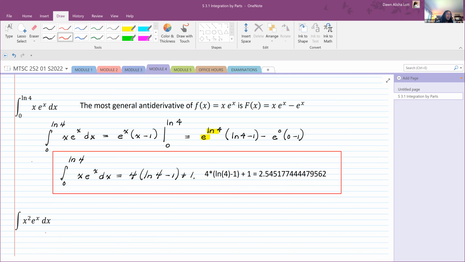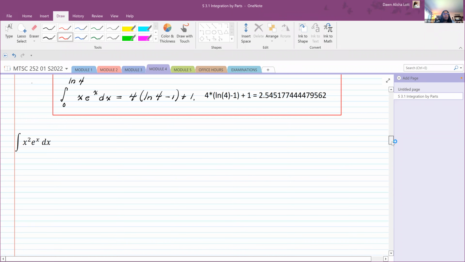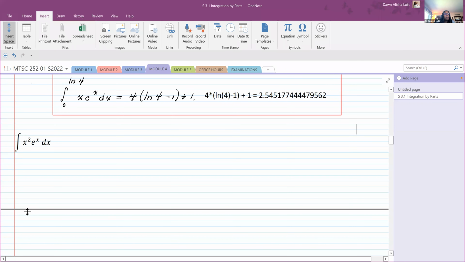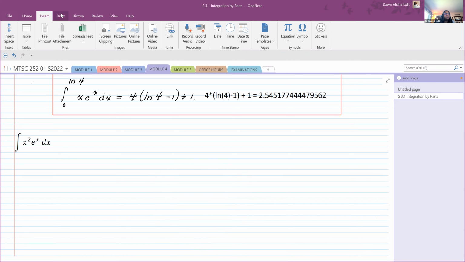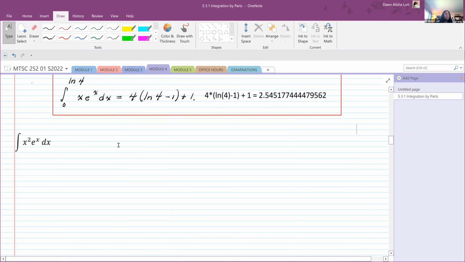Okay, so now we're on to another one. We're going to do integration by parts again. All right, so here we go. What's u going to be in this problem? X squared. Good.